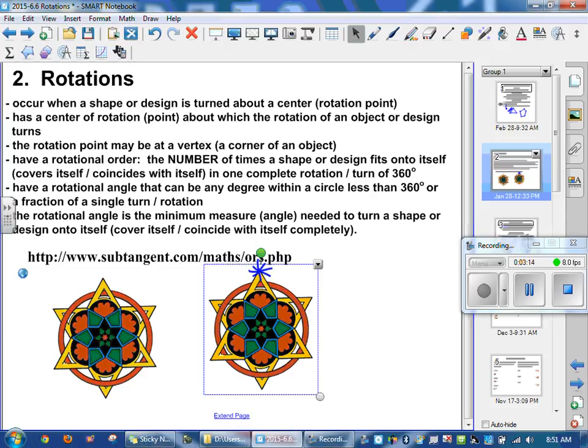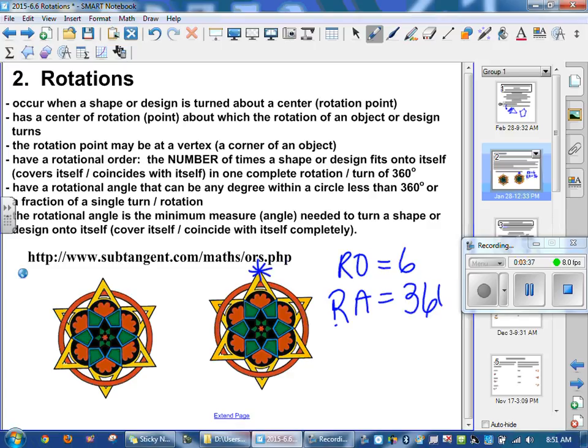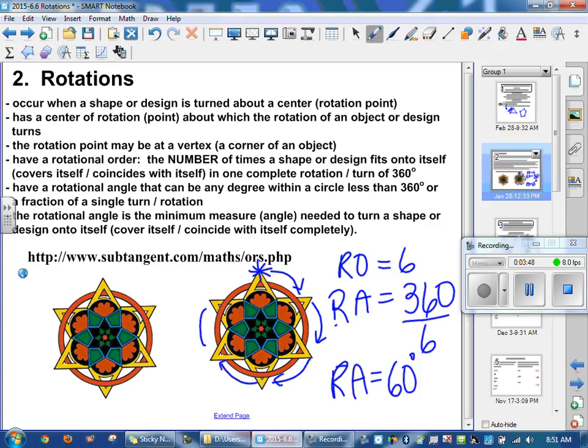Now if I wanted to find the angle, how big is a circle? How many degrees does a circle have? 360. I would take 360 and divide it by 6. That gives me the angle each time it turned, and that's what we're going to be doing with our rotations. So this guy had a rotational order of 6, and we figure out the rotational angle by going 360 divided by 6. What's our rotational angle? 60 degrees. Good. Every time it turns, it's a 60-degree turn, going all the way to get back to where it started. That's what we're going to be doing in this unit, in this specific lesson.